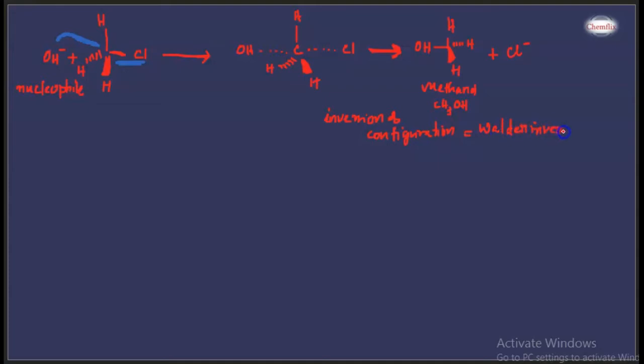Inversion can be called Walden inversion, and this is all about the SN2, substitution nucleophilic bimolecular reaction. This is explained using an example: what happens when methyl chloride reacts with a hydroxide ion.